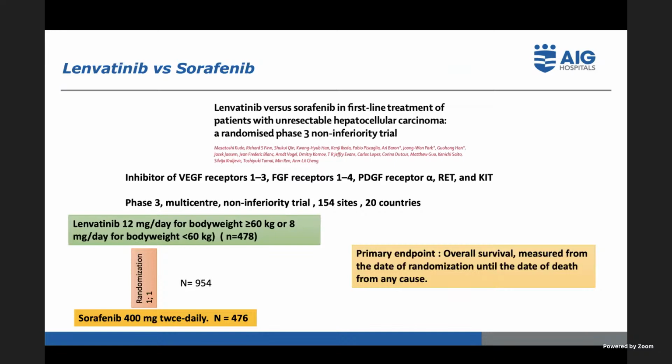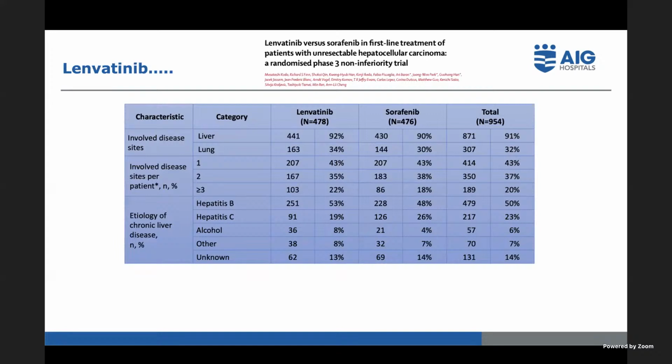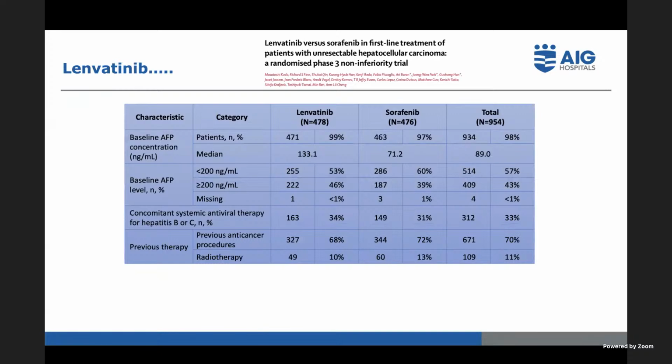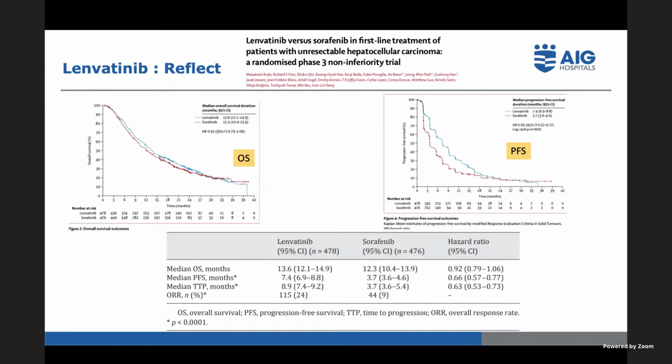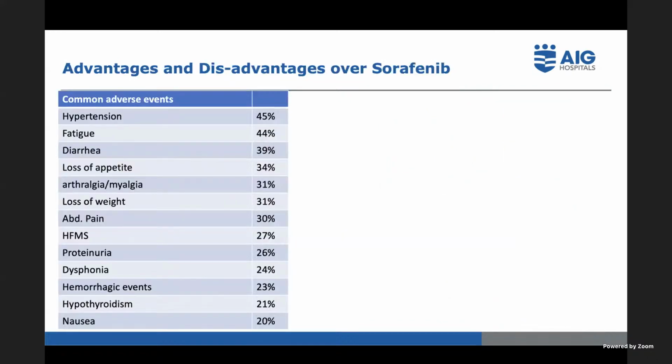This was followed by a non-inferiority trial between lenvatinib and sorafenib, where lenvatinib was used at 12 milligrams for patients above 60 years and 8 milligrams for those below 60 years. The primary endpoint was overall survival. Again, it showed that lenvatinib was non-inferior to sorafenib. The secondary endpoints were the second part of the results: progression-free survival was similar between both arms.